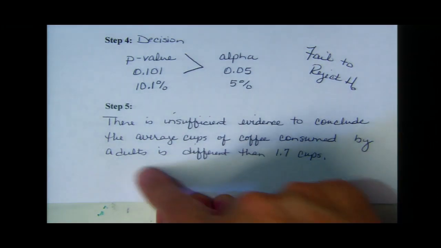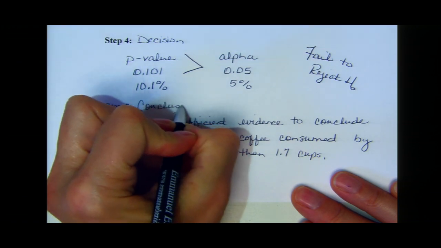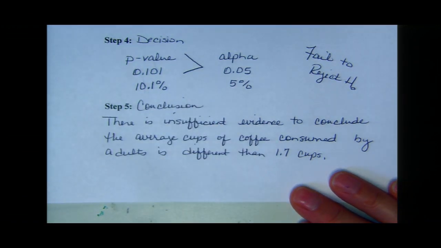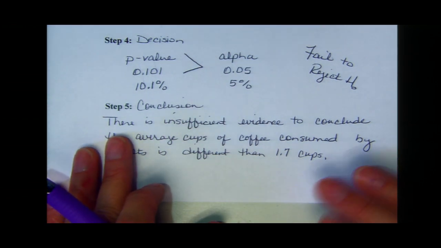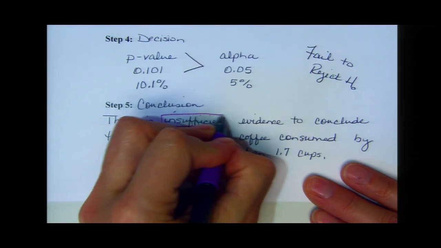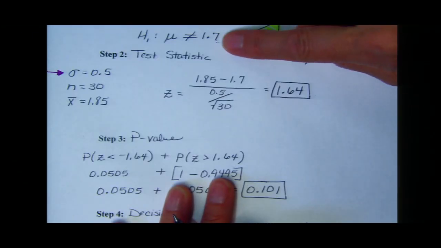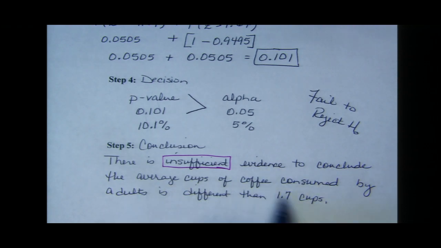Now, again, how I write my conclusion is all based upon the hypotheses. Because we failed to reject, there is insufficient evidence to conclude. So we are saying there's not enough evidence to conclude it is changed to the alternate. That's why the rest of my sentence refers back to the alternate: the average cups of coffee consumed by adults is different than 1.7. Basically, we're saying we don't have enough evidence to prove that.